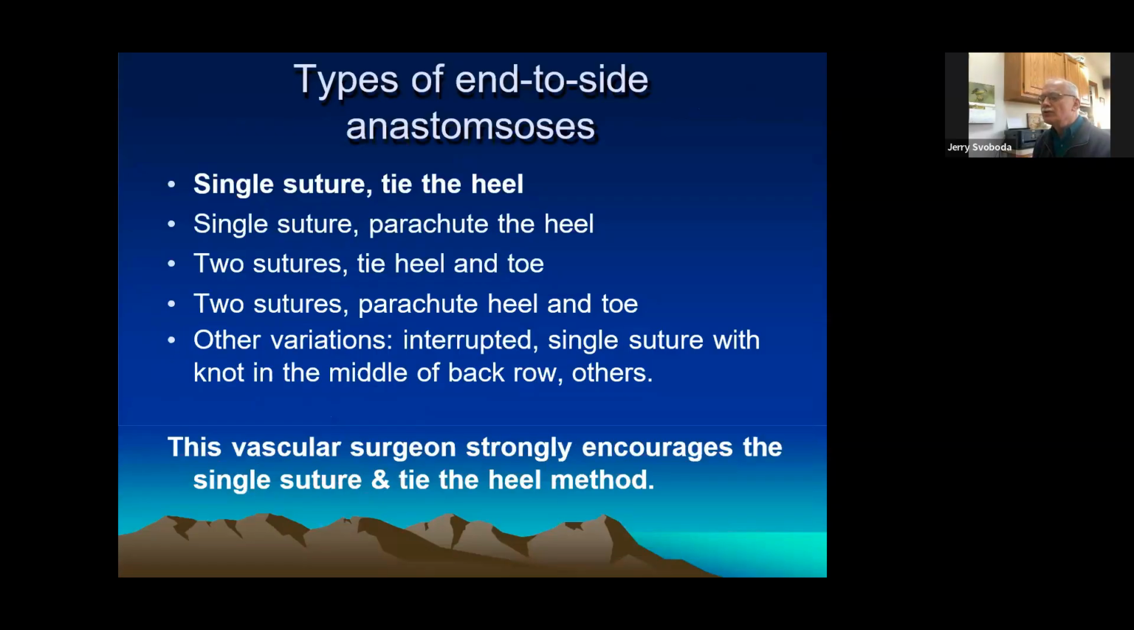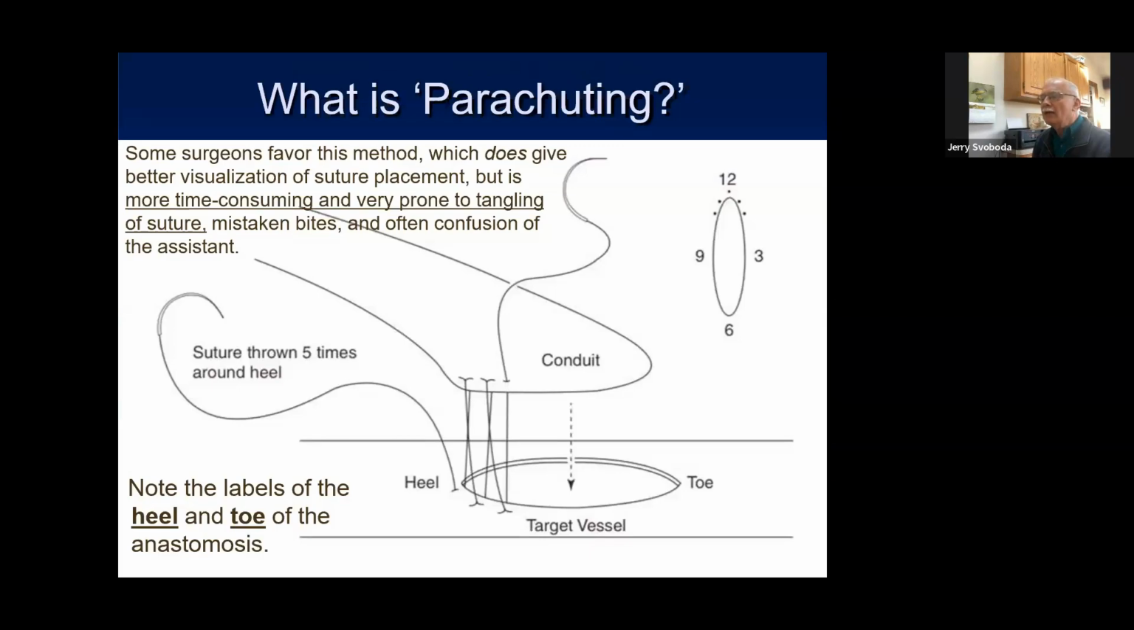So this vascular surgeon strongly encourages using a single suture and making a tie at the heel. What does that mean? This is a non-tying method where you use a parachute. Some vascular surgeons favor this method, and it works very well. It has the advantage of being able to see each bite ideally, but it's prone to confuse the assistant and to cause more tangles. But just so you know, when we're talking about parachuting an anastomosis, this is what it means.